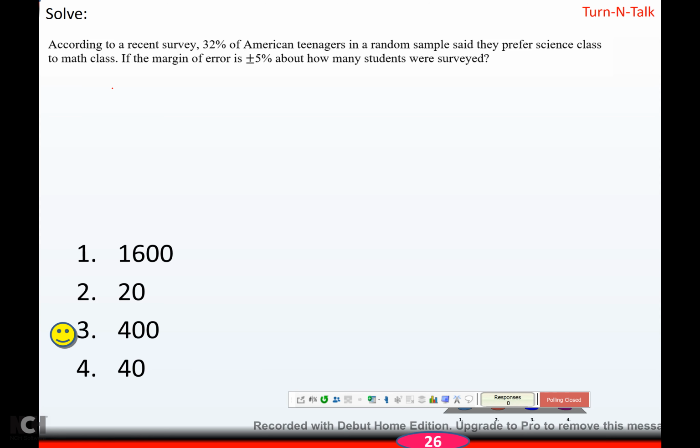Well, this one's kind of a trick. They're giving me the margin of error. They're telling me that that is plus or minus 5%, which equals 1 over the square root of n. I should write the percent as a decimal. So I'm going to multiply by the square root of n. I have plus or minus 0.05 times the square root of n equals 1.